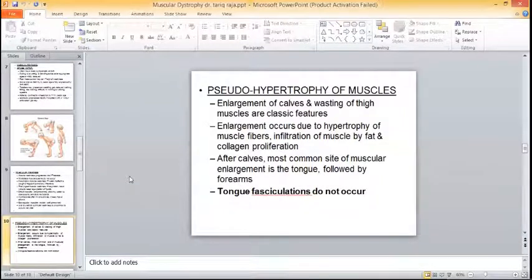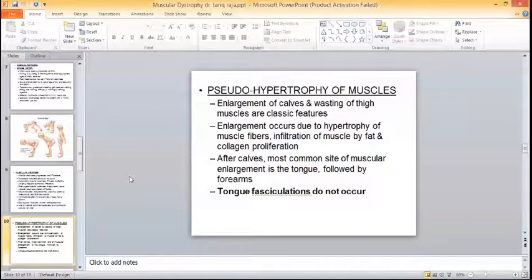So, why do these muscles get hypertrophied? There are mainly two reasons: infiltration of the muscles by fat and collagen proliferation. Whenever these unused or not so properly used or not so properly formed muscles are there, they get infiltrated by fat, and a large amount of collagen proliferation occurs, resulting in hypertrophy of that specific group of muscles. Specifically in Duchenne muscular dystrophy, this is enlargement of the calf muscles.